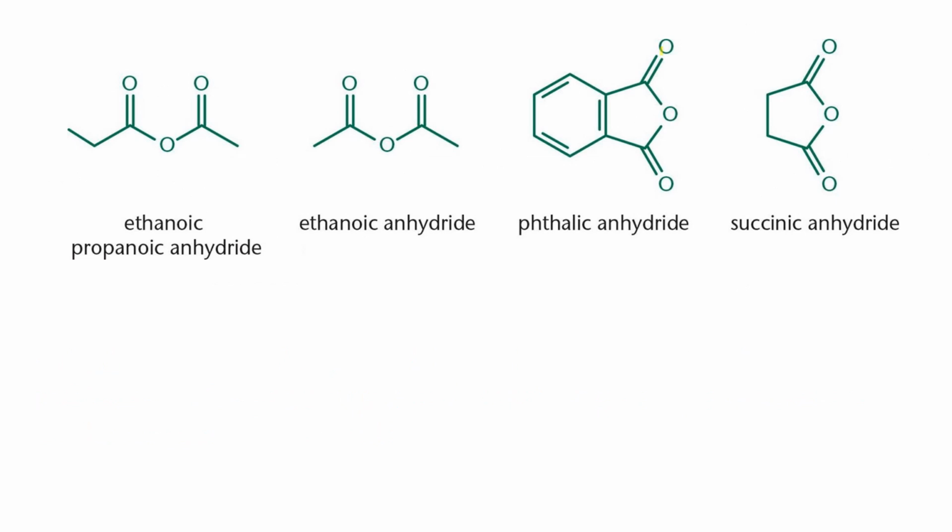So if we look at some random examples and just illustrate that they can be cyclic, like the ones over on the right, or linear, straight chain, as the ones over on the left. So if we look at ethanoic propanoic anhydride, you can see where the propanoic part comes from. It comes from the slightly longer of the 2 chains. So E for ethanoic, P for propanoic, it gets listed in alphabetical order in the name.